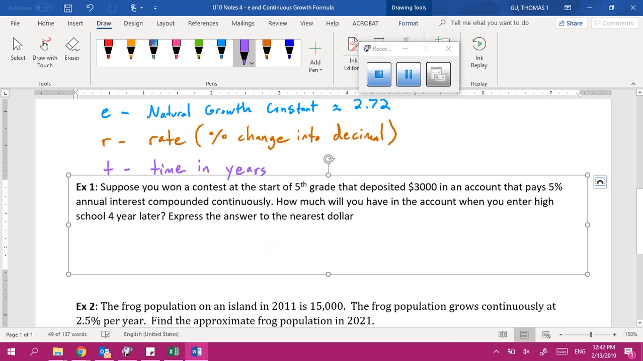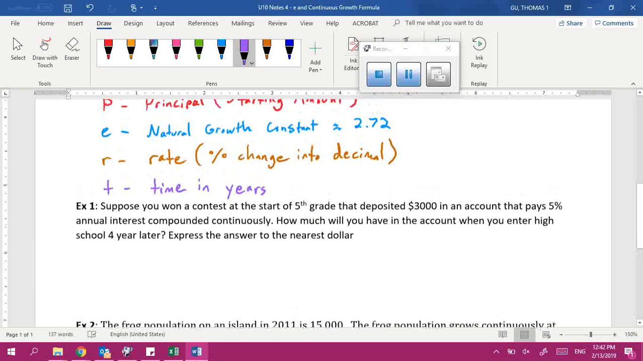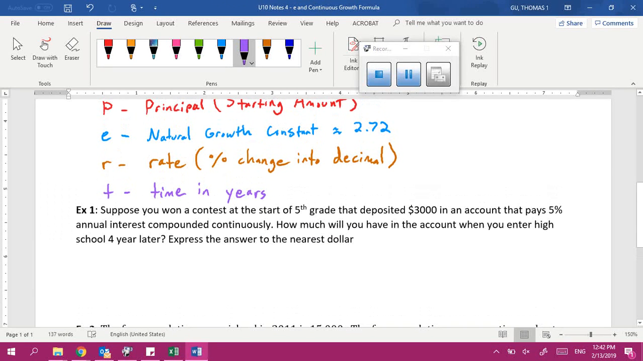All right, so pay attention to the instructions and pay attention to keywords. What are the keywords that let me know that I should be using this formula and not some other formula? Right, it says right here compounded continuously. That lets me know that I should be using this continuous growth or compounded continuous interest formula. So the formula is A equals PERT, P times E raised to the R times T.